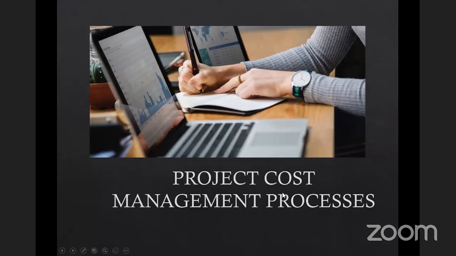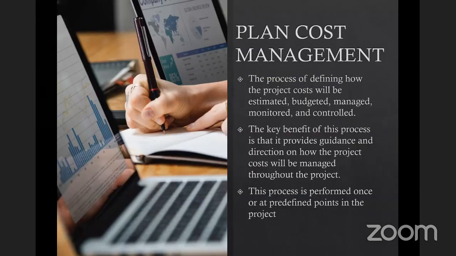Now, let's look at the project cost management processes. Remember, the first process is that of planning. So plan cost management is the first process. And this is the process of defining how the project costs will be estimated, budgeted, managed, monitored, and controlled. So in this process, you define all the resources that are required, and then you determine how they will be estimated. Would you just get estimates, or would you get actual cost estimates from the different vendors?